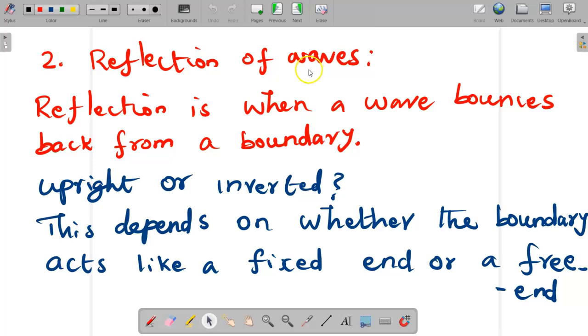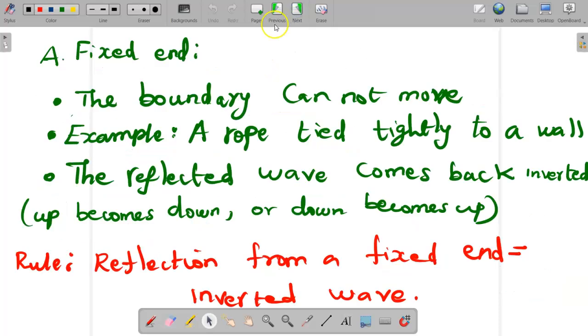Reflection of waves. Reflection is when a wave bounces back from a boundary. It is upright or inverted. This depends on whether the boundary acts like a fixed or free end. If the boundary cannot move, it is called a fixed end. Example, a rope tied tightly to a wall is a fixed end. If you tie it tightly at one end, it is a fixed end.